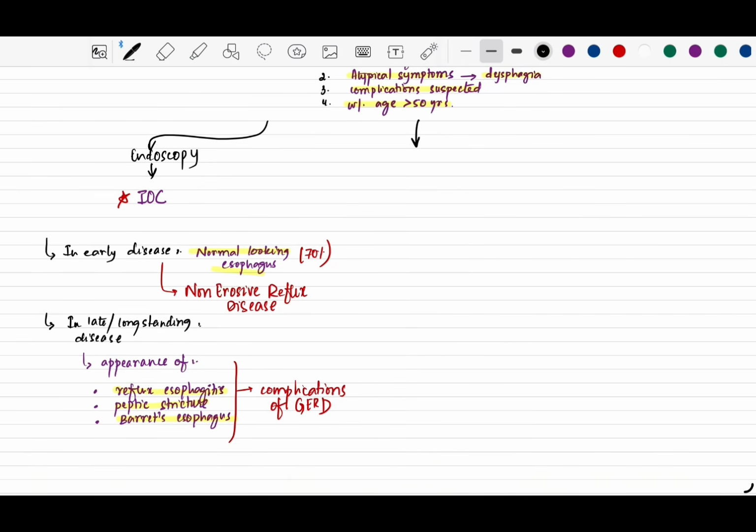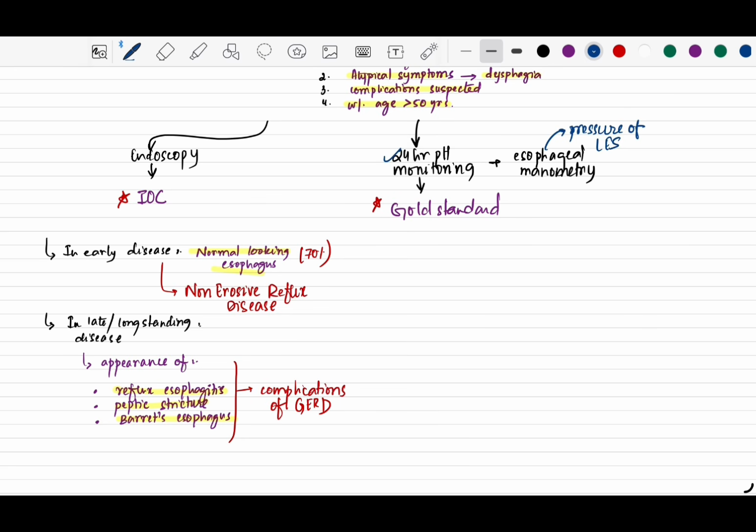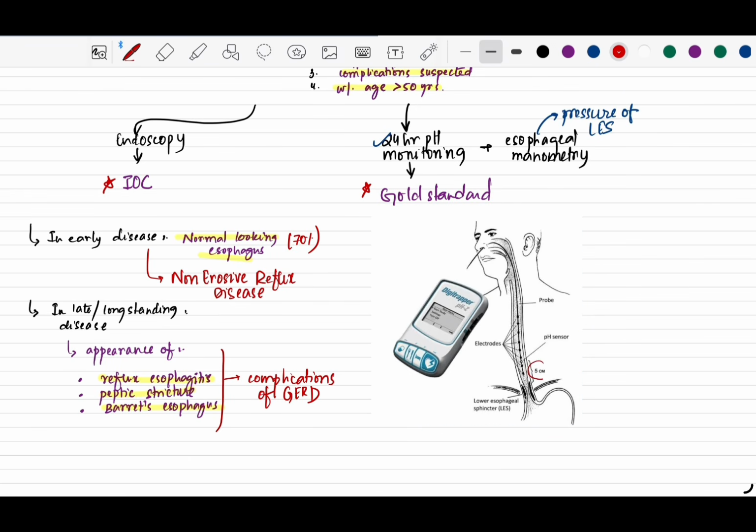The next investigation is going to be 24-hour pH monitoring. This is the gold standard for the diagnosis of GERD. And this can be combined with esophageal manometry. Esophageal manometry means checking the pressure of the lower esophageal sphincter. 24-hour monitoring, however, is going to be the gold standard. A pH probe is kept 5 cm proximal to the lower esophageal sphincter, like it is mentioned in this picture.